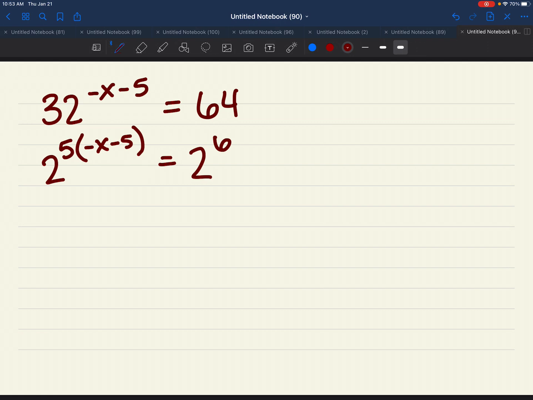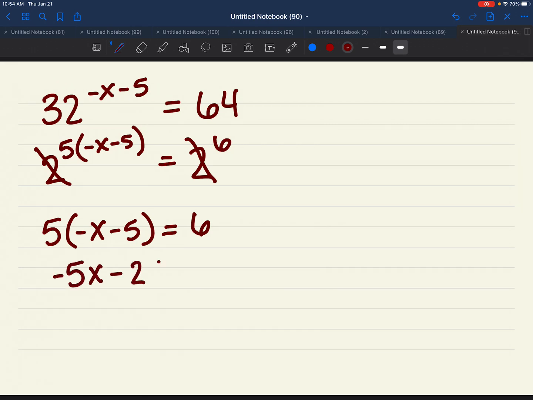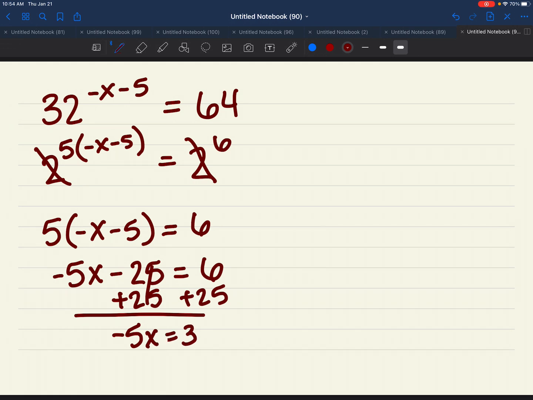Blakely, do you know how to solve from here? 2 to the 5 parentheses negative x minus 5 is equal to 6. Good, because the bases are the same, so we set the exponents equal. All right? Okay, then solve. So you'd get negative 5x minus 25 is equal to 6. Add 25. What's 25 plus 6? 31. Okay, so I would get negative 5x is equal to 31, and just divide by negative 5.